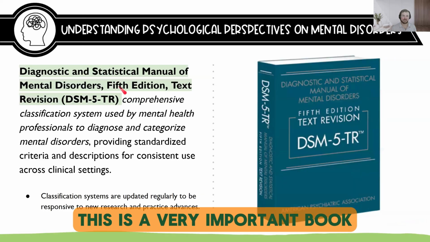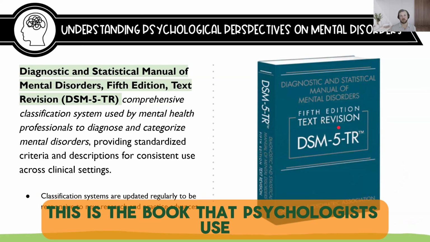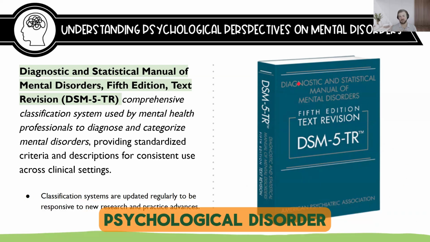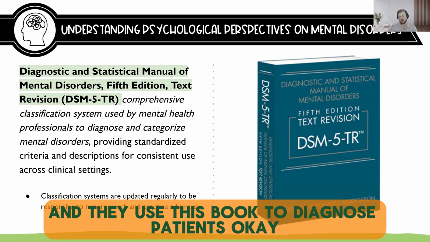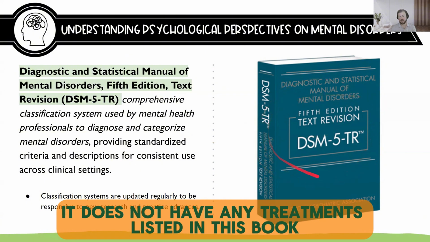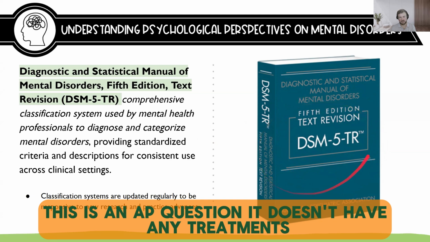So the DSM-5, this is a very important book. This is the book that psychologists use with all of the classifications of every single psychological disorder, and they use this book to diagnose patients. It does not have any treatments listed in this book. This is an AP question. It doesn't have any treatments.